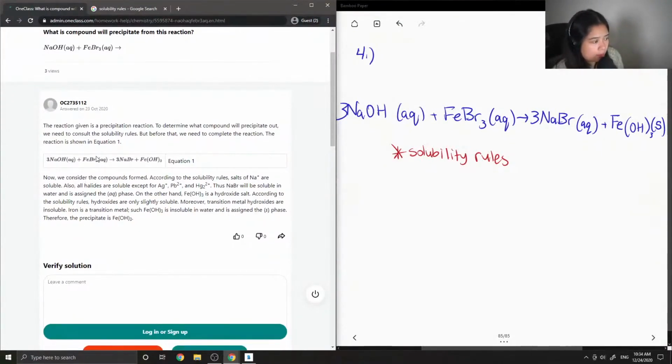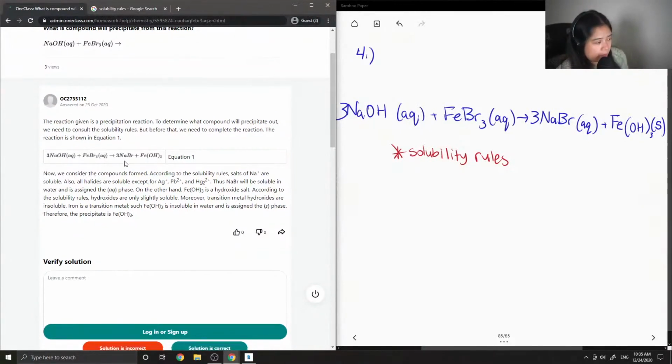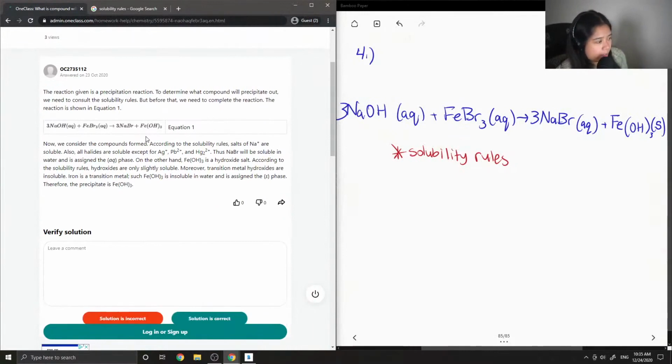Okay, so let's see what the junior tutor said. The reaction given is a precipitation reaction. To determine what compound will precipitate out, we need to consult the solubility rules. But before that, we need to complete the reaction. The reaction is shown in equation 1. So they show the 3 NaOH plus FeBr3 makes 3 NaBr plus Fe(OH)3.